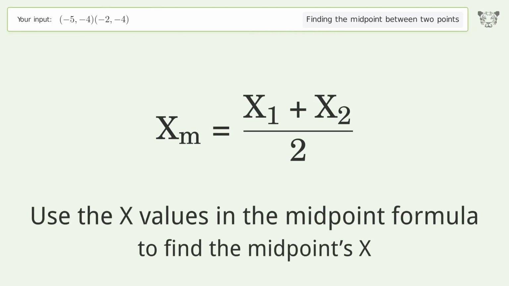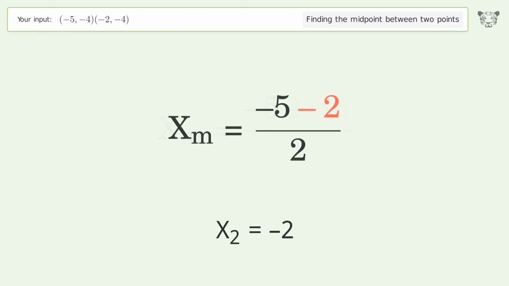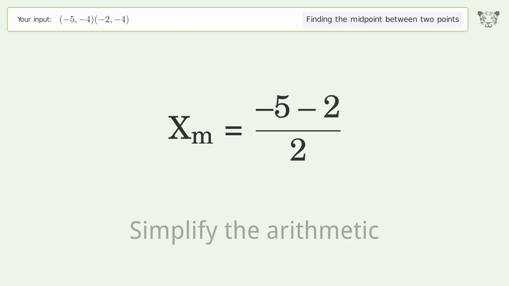Use the x values in the midpoint formula to find the midpoints x. x1 equals -5. x2 equals -2. Simplify the arithmetic.